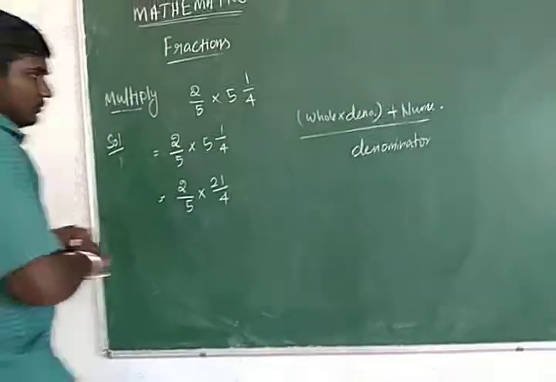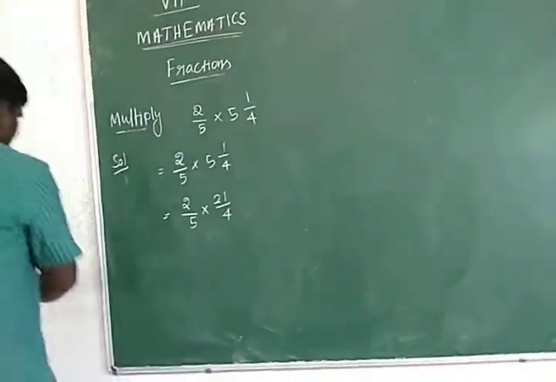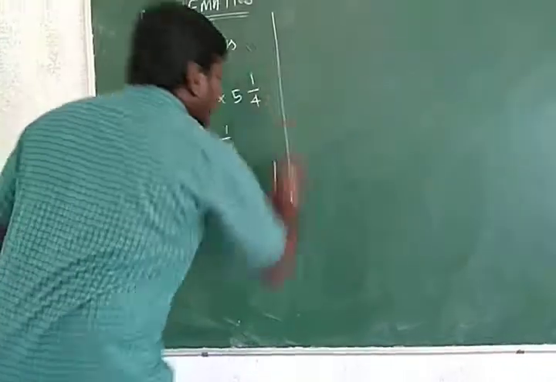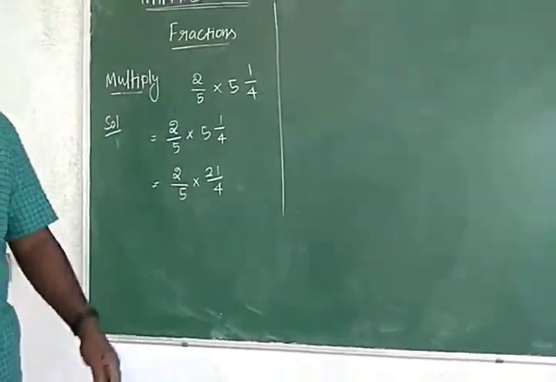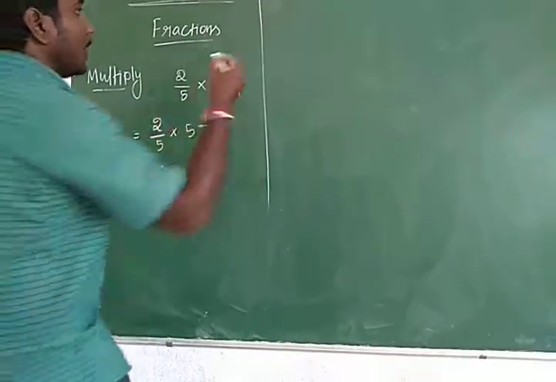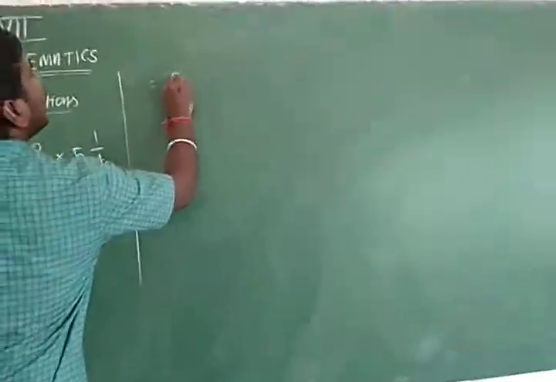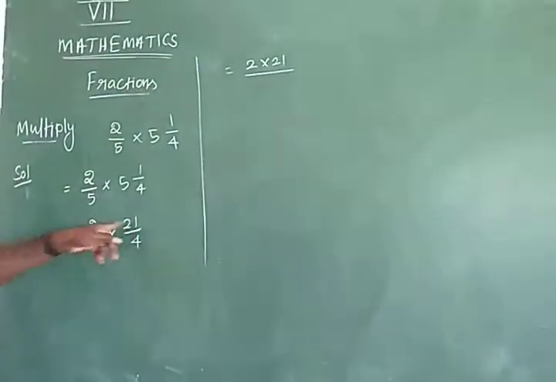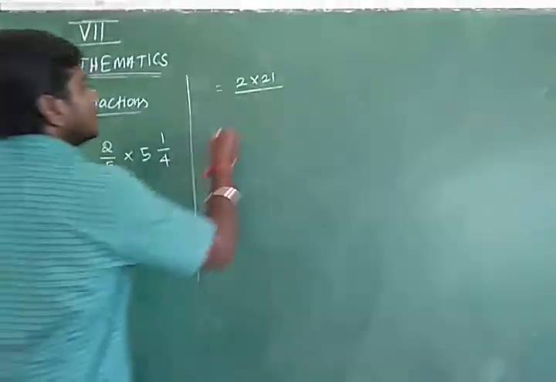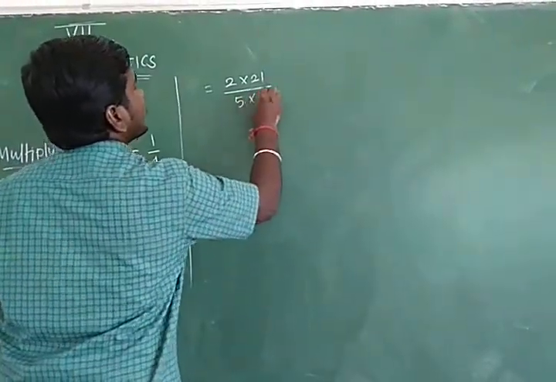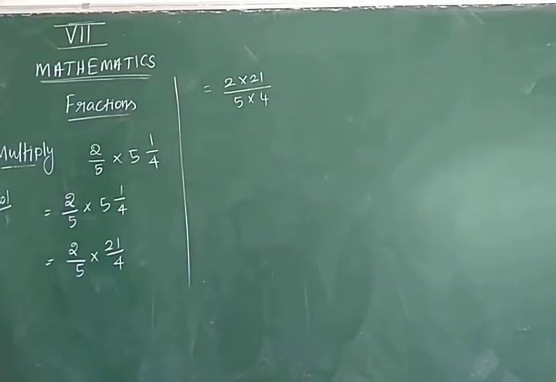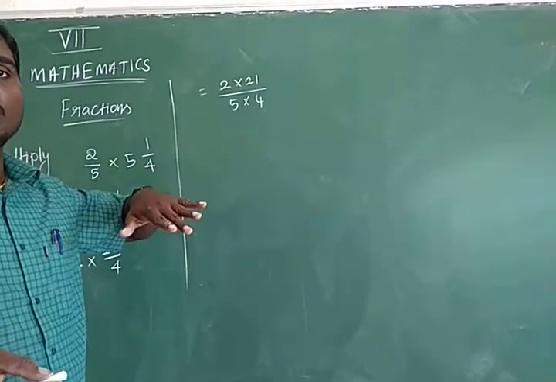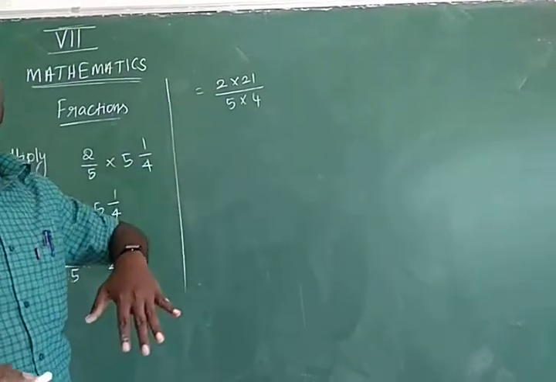Now, what is the concept? Product of numerators divided by product of denominators. So 2 into 21 divided by product of denominators. If you have any possibilities to reduce, we can reduce.